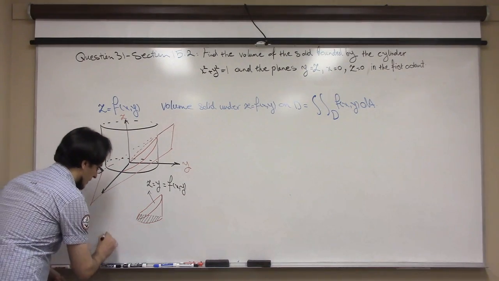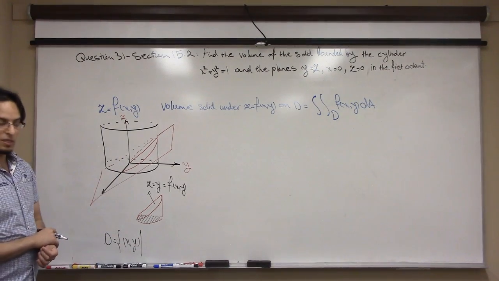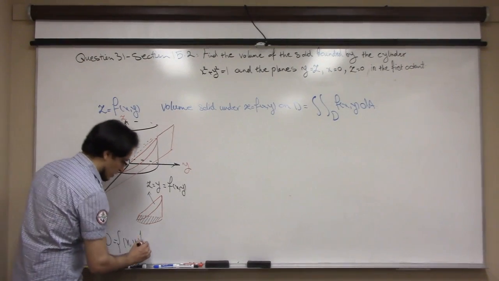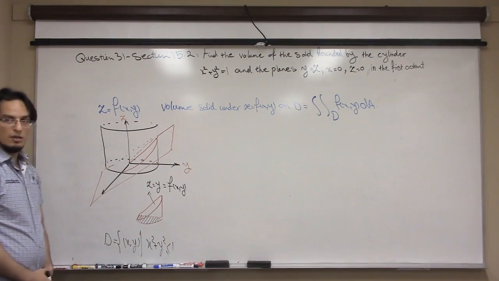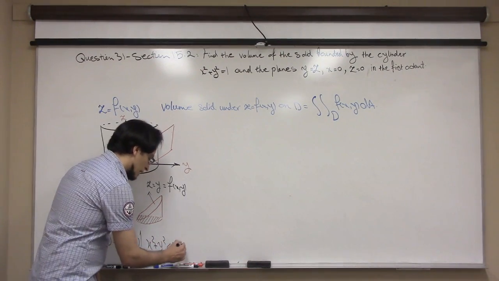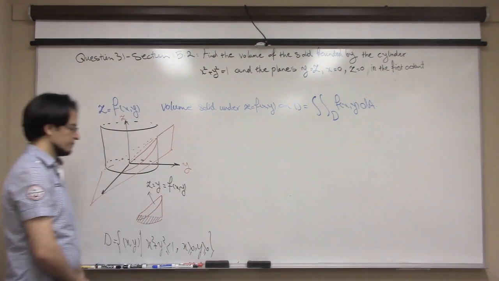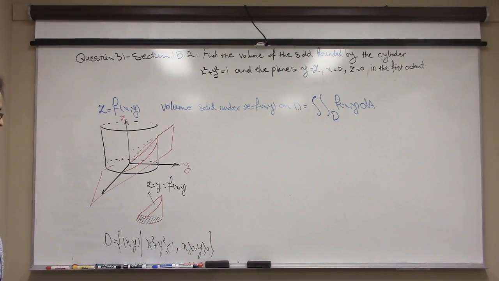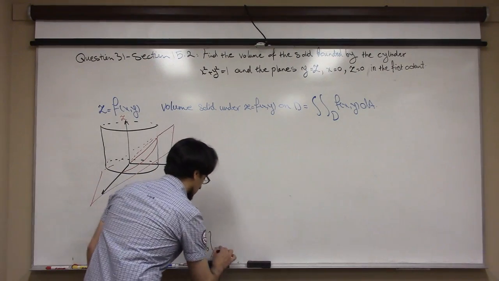So my region is given by all x, y such that, first of all, this is a quarter of a circle, so x squared plus y squared is less than or equal to 1. And then we know that x is bigger than 0 and y is bigger than 0. Okay, great. Now we have all the pieces together. I can rewrite this D in a nicer way.